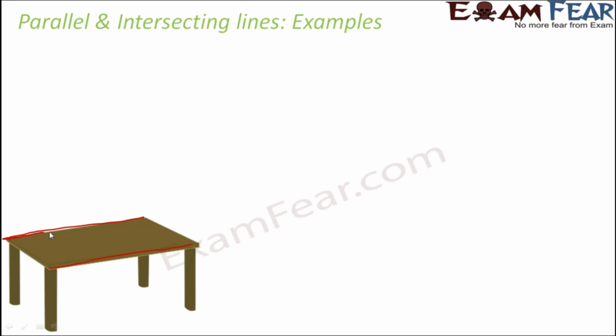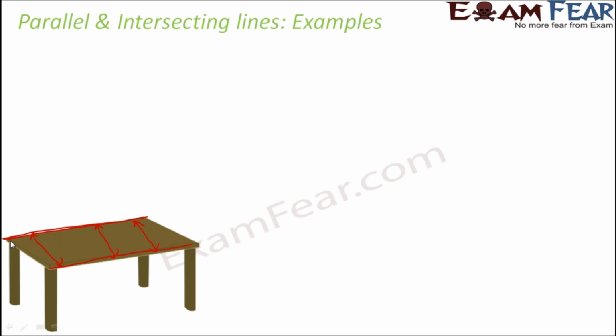They represent parallel lines, because you see the distance between them is maintained the same, right? So had this table been tapered towards one end, in that case these two would not have been parallel lines. But in this case, the distance between the two lines has been maintained the same. Therefore, we can say that these are parallel lines.